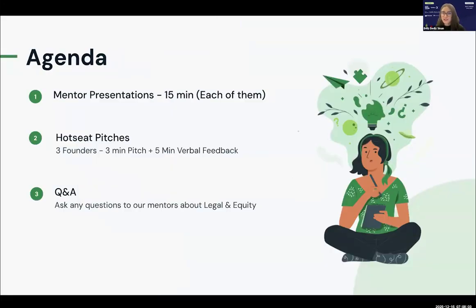We'll have mentor presentations, about 10 to 15 minutes. Then we'll jump into the hot seat pitches. Today we have three founders to pitch. Mentors will give feedback and also score you. And then if you have any questions to our legal mentors, you can ask them. Remember, they are legal mentors, so you need to express your idea very simply.